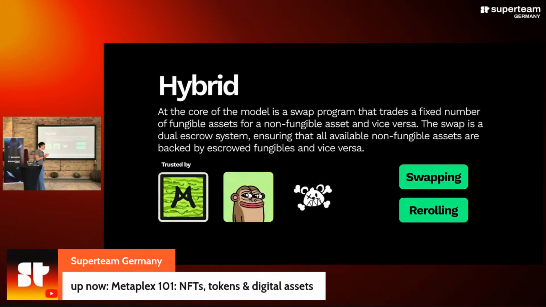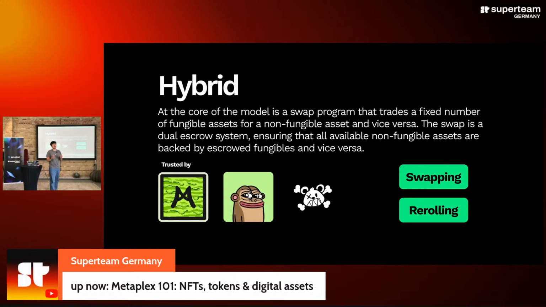Then we have the hybrid. You might remember that a while ago there was a craze of hybrid token. Pretty much it's a native Metaplex program that makes it possible to create NFTs that are linked with a certain amount of tokens. So it creates a double escrow that makes it super easy to give a certain amount of token and get back an NFT, and at the same time give back that NFT to get back a certain number of tokens.